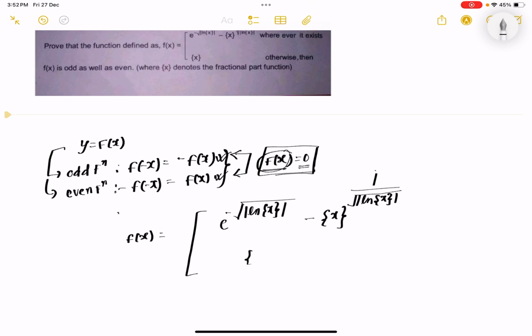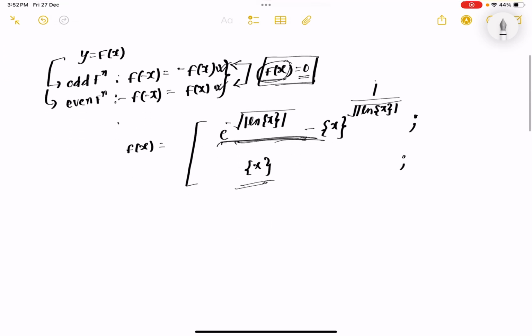And second is this. Domain is not defined. For which x value this condition is there, and for which x value this is given, that we have to find. According to the question, this function definition will be this, wherever it exists.